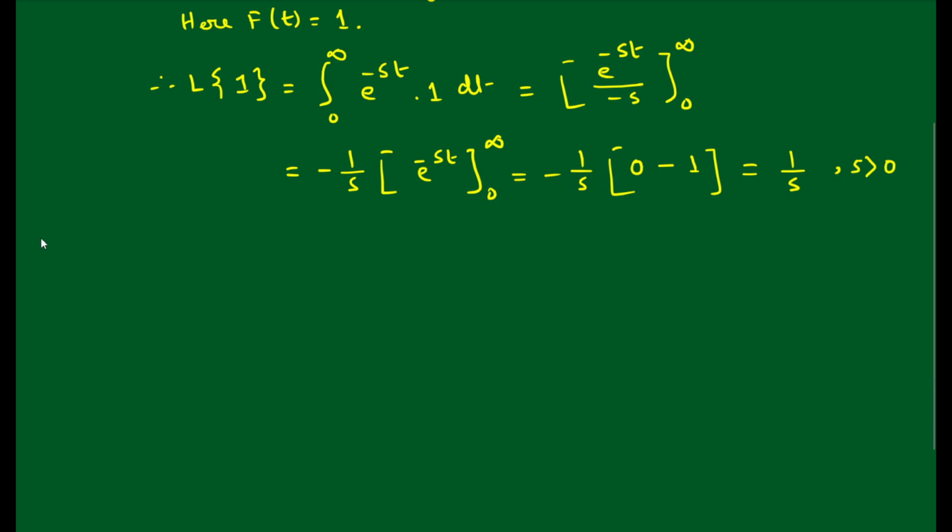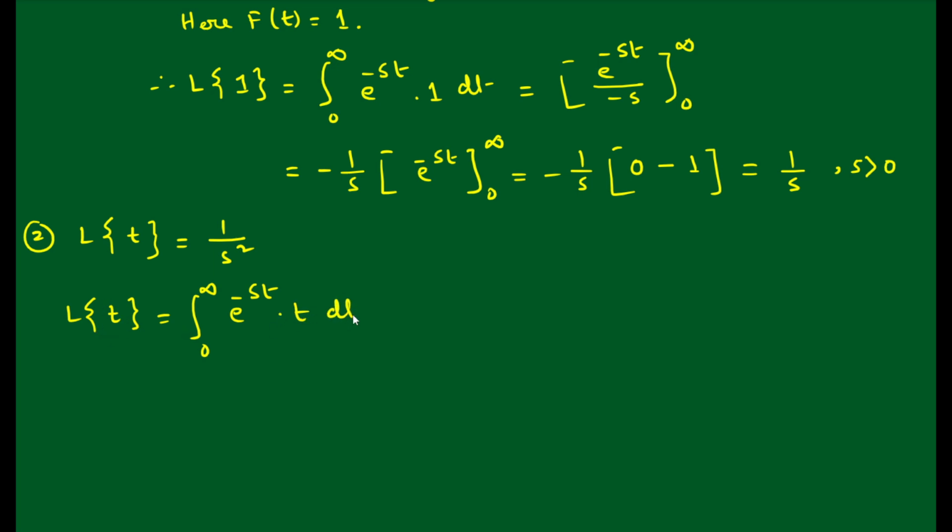Okay, now let us go to result number 2, or formula number 2. Here we get the Laplace transformation of t is equal to 1 by s square. Just now we had the Laplace transformation of 1, and now we have the Laplace transformation of t. So it will be the integral from 0 to infinity of e to the power minus st, and in place of capital F of t we have to put t, so t into dt.